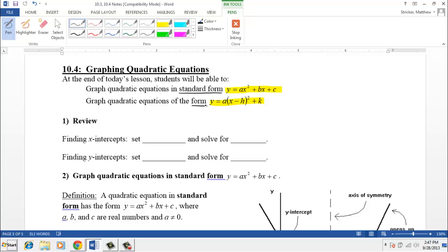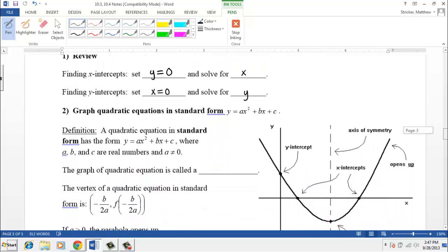And if you will remember, to find x-intercepts, because x-intercepts are on the x-axis, that means for those values y is going to be equal to 0. So we set y equal to 0 and we solve for the x value. And then vice versa, if we want to find a y-intercept, we set x equal to 0 and we solve for y. We're going to use that as we start graphing these quadratic equations.